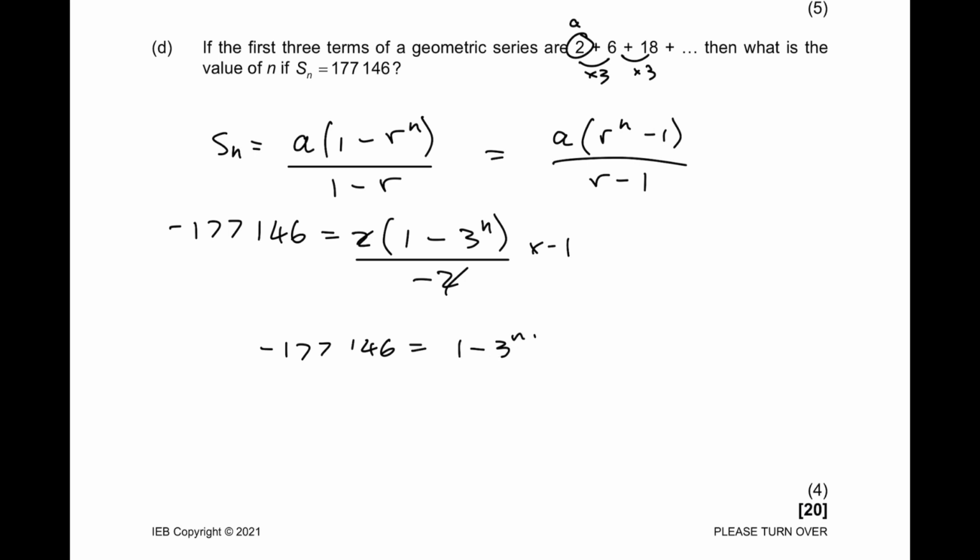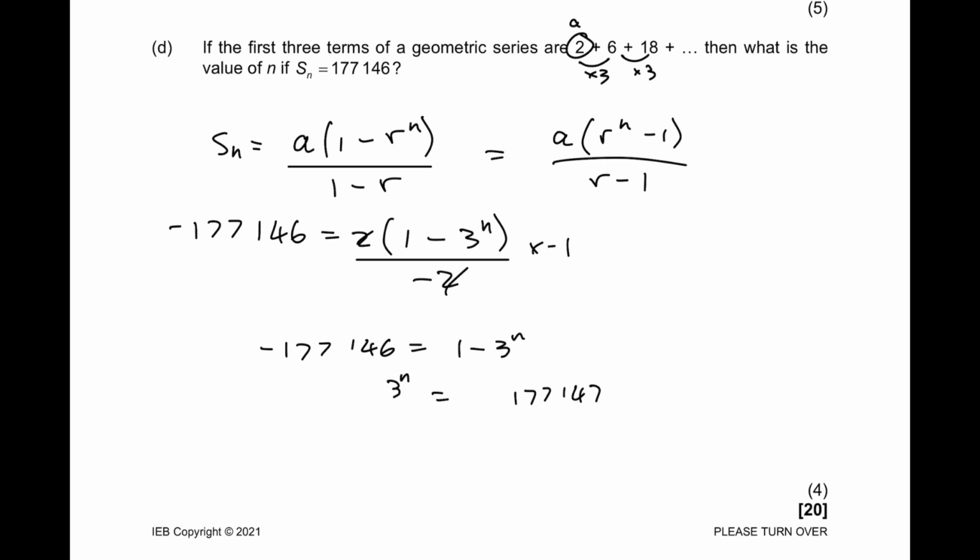Okay, now what we have to do is solve for n. So we take this negative 3 to the n across, and we get 3 to the n is equal to 1 plus 177,146, which is, of course, equal to 177,147. Okay, now all you have to do is solve for n.